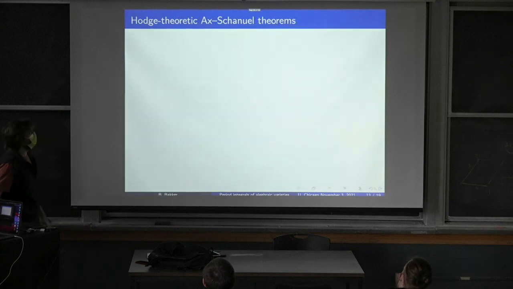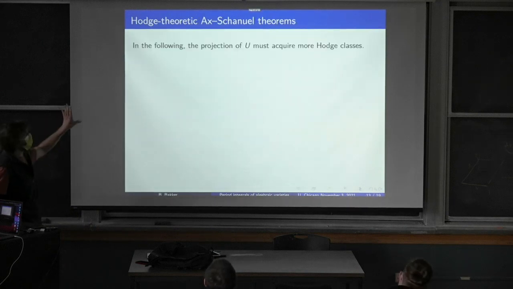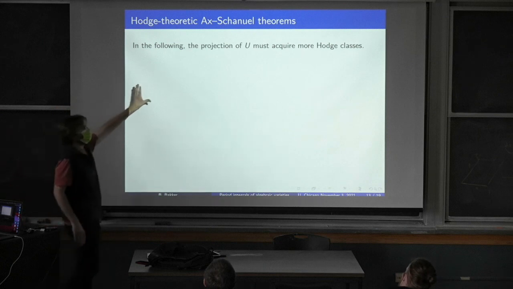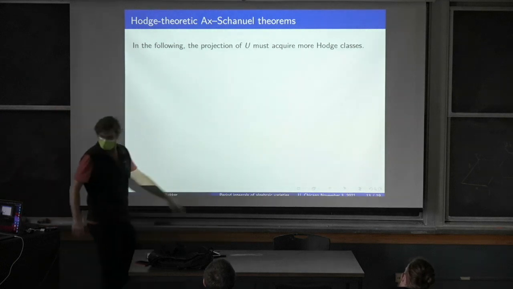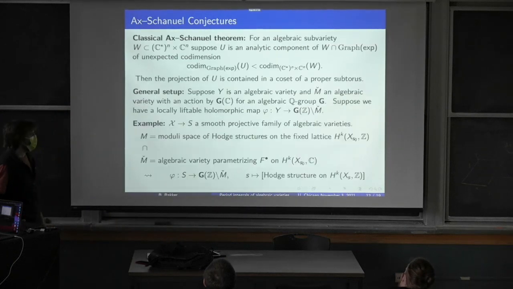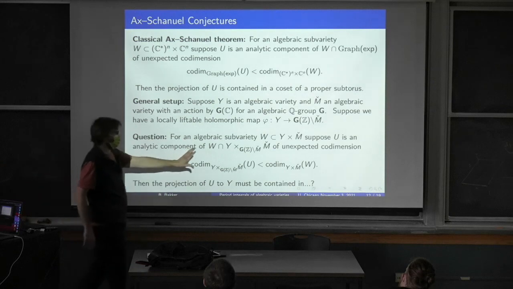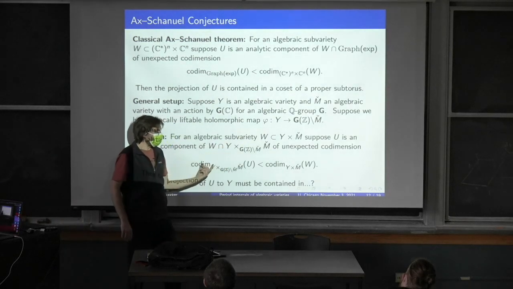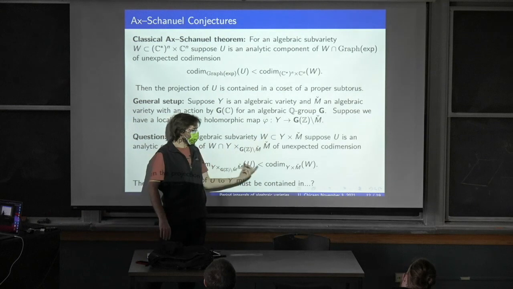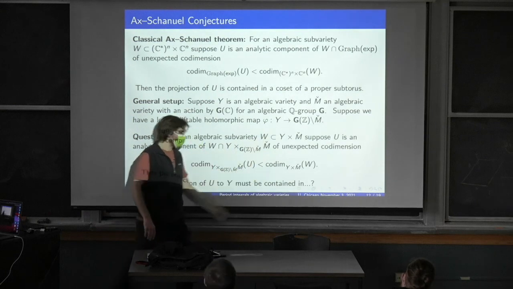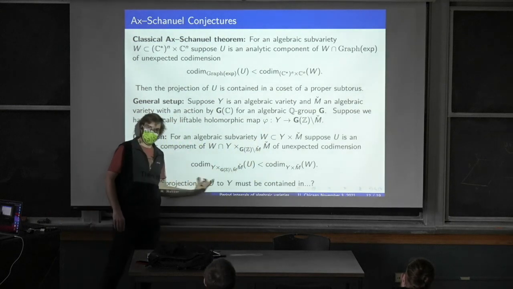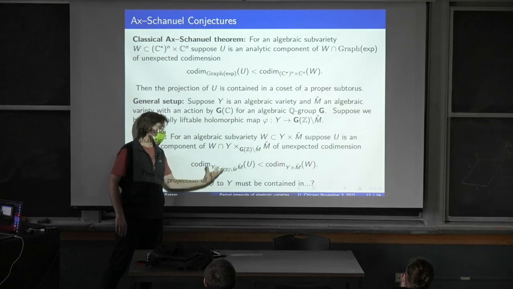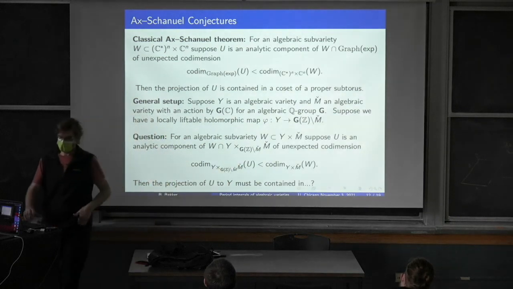Let me just give you a list of settings in which you can conclude in that setup that the projection of U must acquire more Hodge classes. So in other words, the answer I'm giving you to this question, in a Hodge theoretic situation, if I have an intersection with some algebraic locus that's unexpectedly big, then there must be more Hodge classes that are accounting for that atypical intersection.